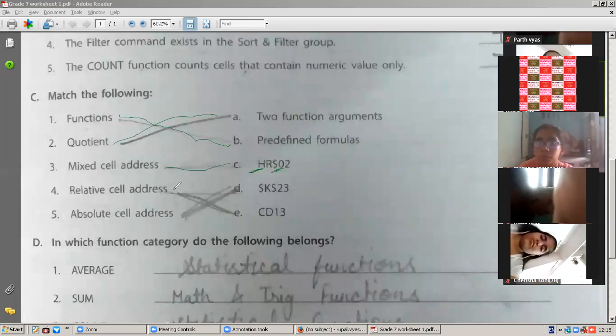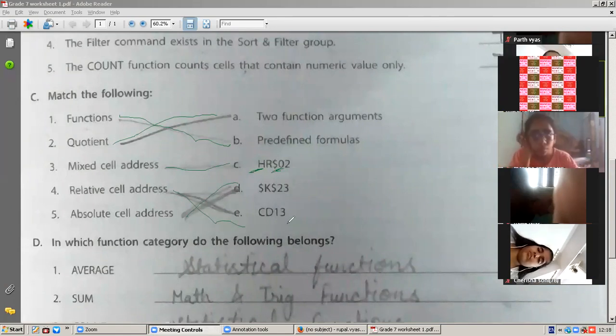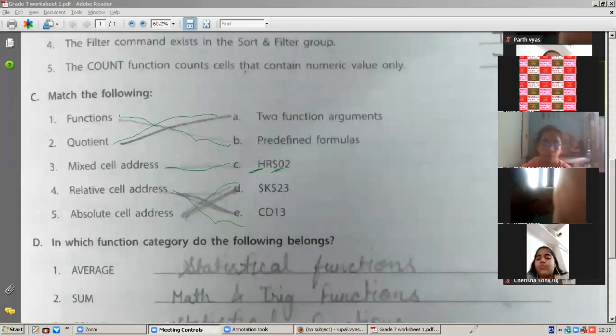Relative cell address, this is the relative cell address. This is absolute cell address. So two kinds of cell addresses we have discussed: the absolute cell address and relative cell address. In the relative cell address, we are not putting the dollar sign. In the absolute cell address, we are putting the dollar sign.